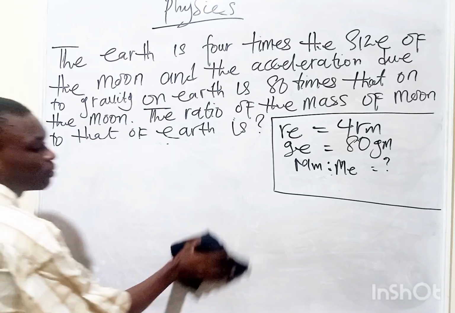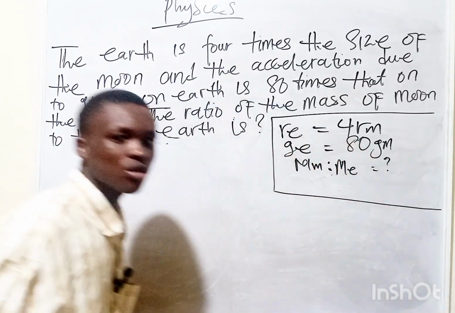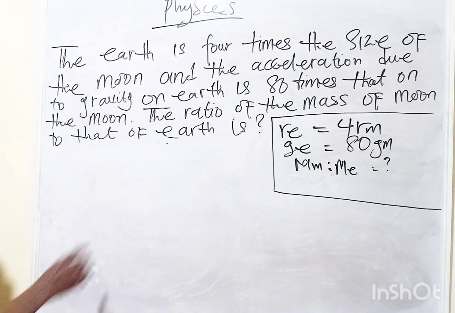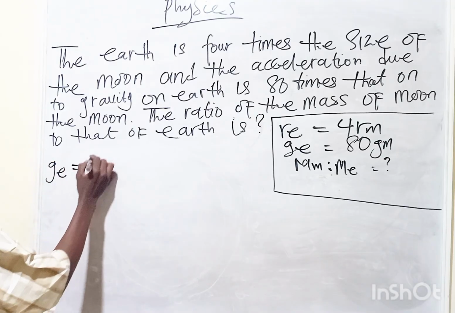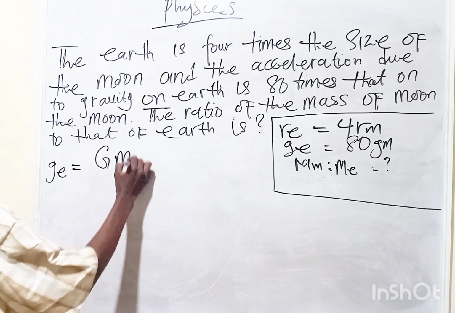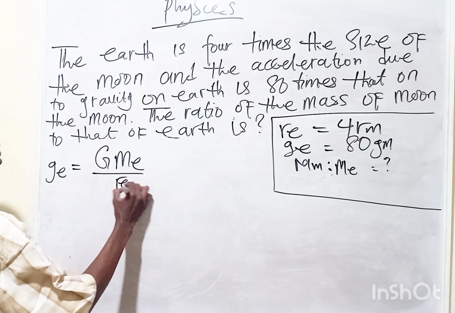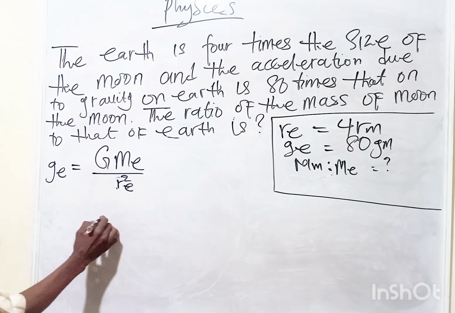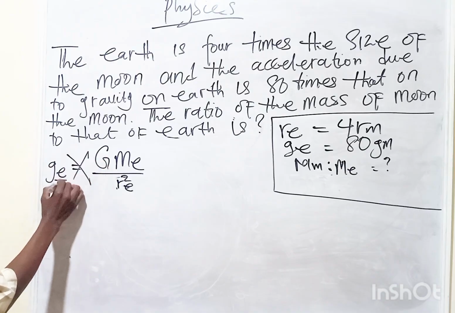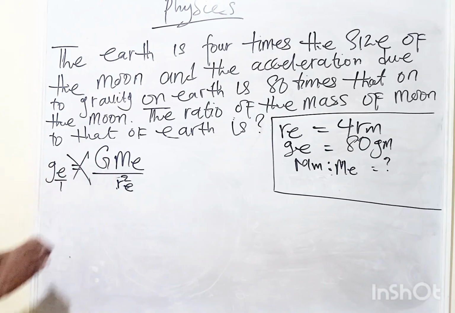After this, let's look for the acceleration due to gravity on Earth. If we look for the acceleration due to gravity on Earth, we'll have that acceleration due to gravity of Earth equals the gravitational constant multiplied by the mass of Earth all over the radius square of Earth. So from here, if we cross multiply, let's make mass of Earth the subject of the formula.